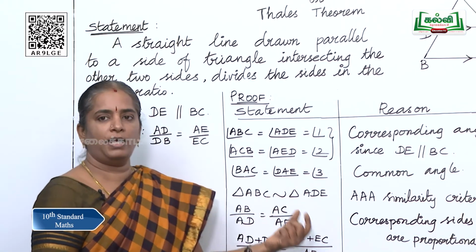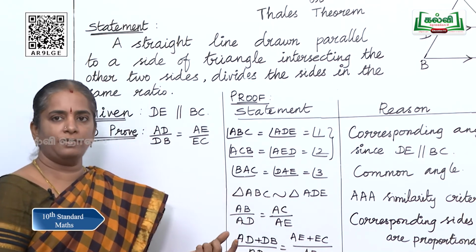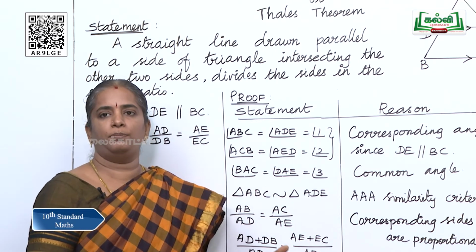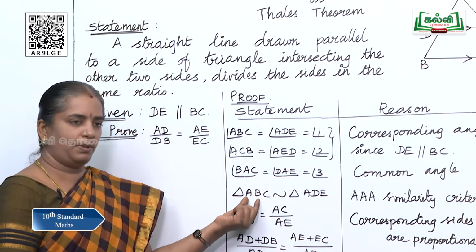So, using the similarity properties, the properties of similar triangles say that the corresponding sides are proportional. So, we have to take corresponding sides.